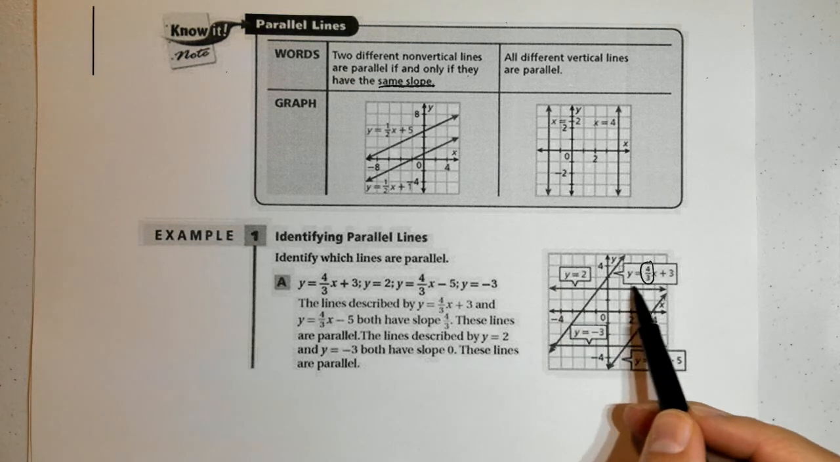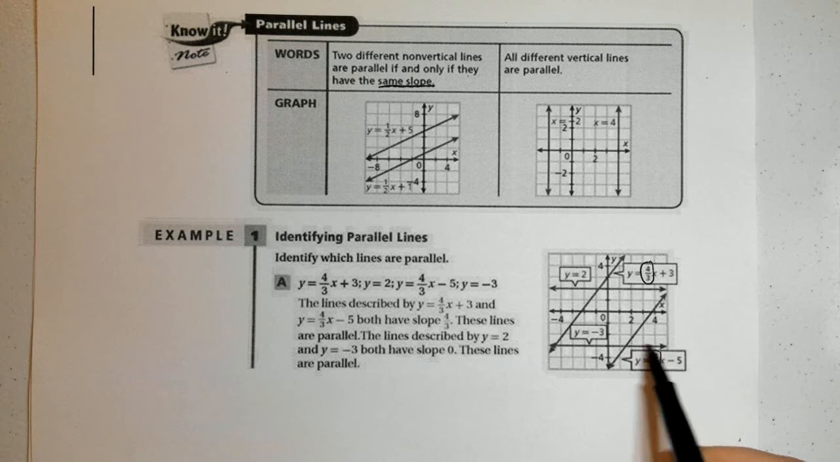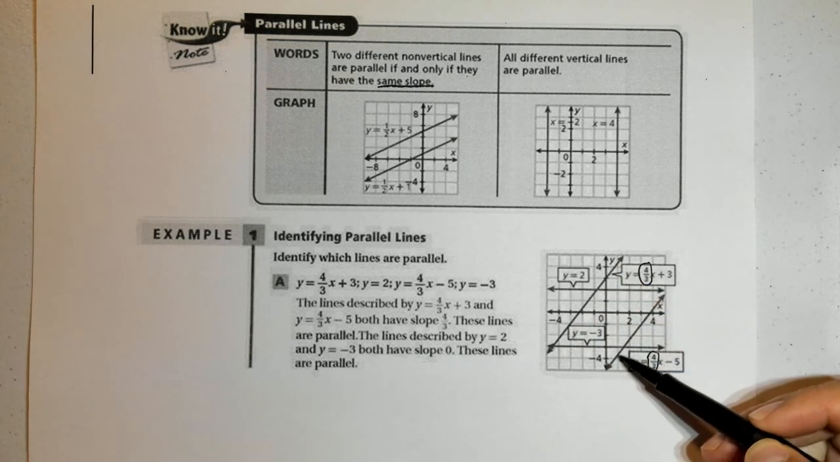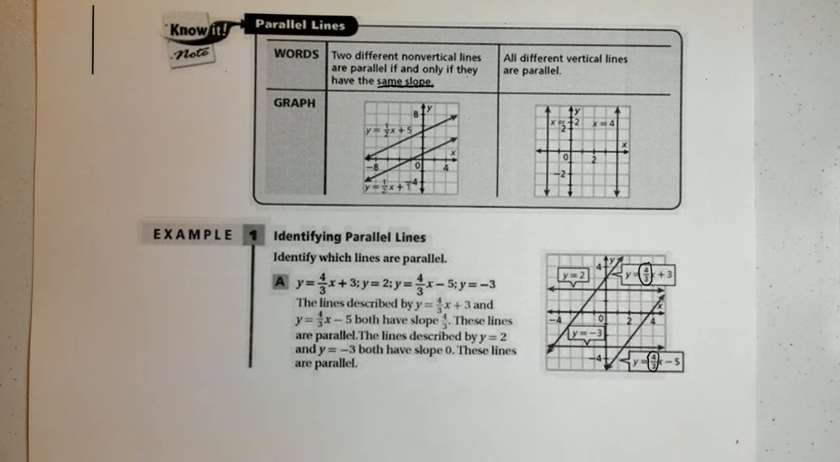Then these other two lines, the horizontal lines, we have y equals 2 and y equals -3. They both have a slope of 0. So these lines are also parallel. So we have two sets of parallel lines: these ones that are increasing from left to right, and then these two horizontal lines.